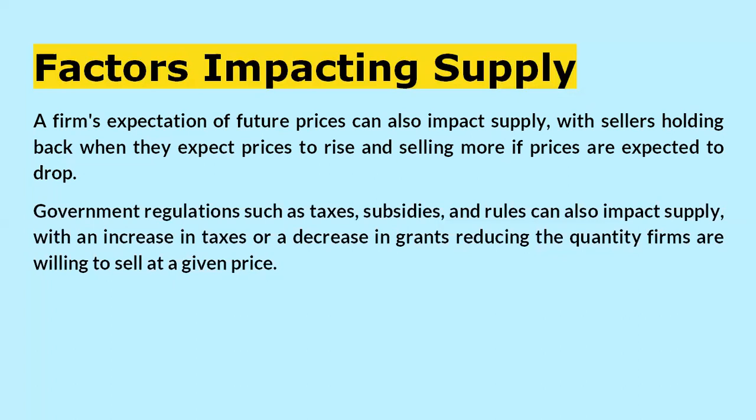Government regulations such as taxes, subsidies, and rules can also impact supply, with an increase in taxes or a decrease in grants reducing the quantity firms are willing to sell at a given price.